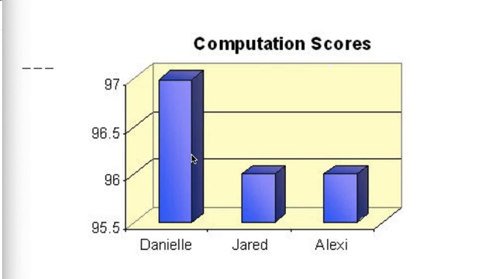Here is another one. With this one, this was a score on a computation test. So this would be like your percentages. And here we've got Danielle, Jared, and Alexi. So it looks like Danielle has about like 97%, and Jared looks like just under 96. Same with Alexi here.